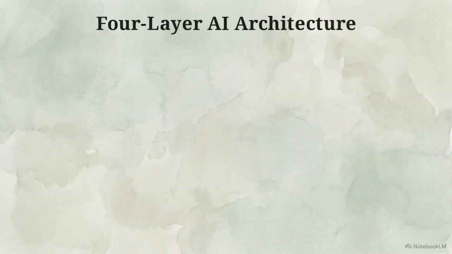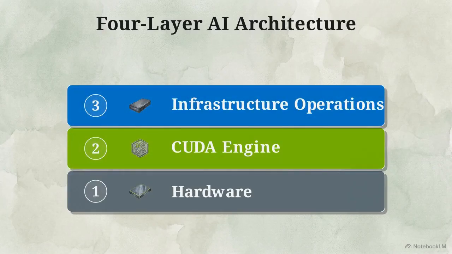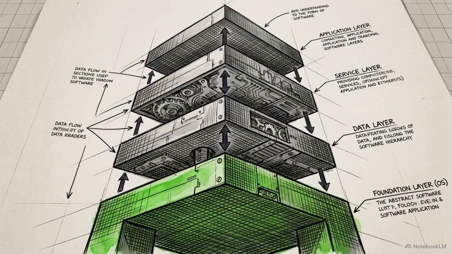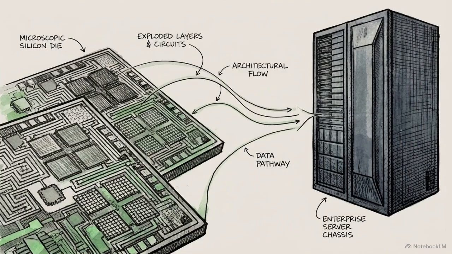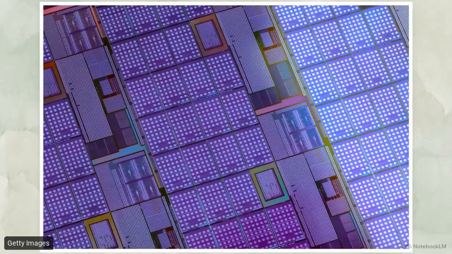Managing this environment requires a specialized four-layer architectural stack: the hardware, the CUDA engine, infrastructure operations, and workload deployment. We are going to construct this stack from the ground up, starting with the microscopic silicon die and building all the way to a deployed inference server. Mastering AI engineering requires understanding how these four layers link together to feed raw data into the processors. We begin at the hardware layer.